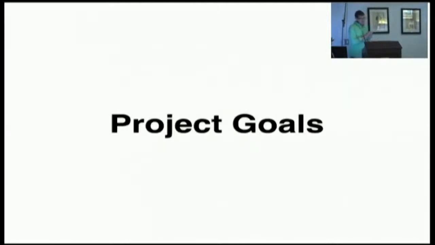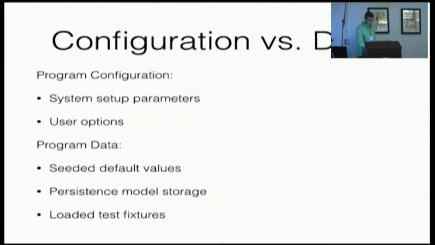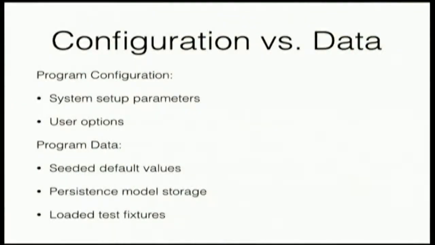So I had a few goals for this library that led to the final storage choices and some of the API decisions. But first I want to explain what I mean when I say program configuration and program data. Program configuration, the things I'm thinking of here are like system setup, maybe user-defined options that they're going to save for later, and program data more like seeded default values or a persistence model, or even something you'd use maybe in test fixtures.